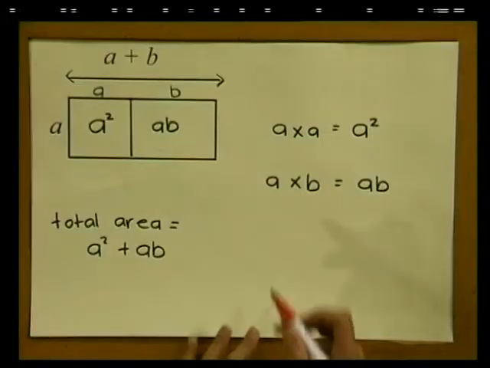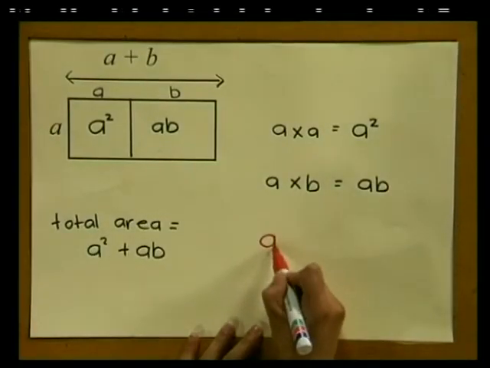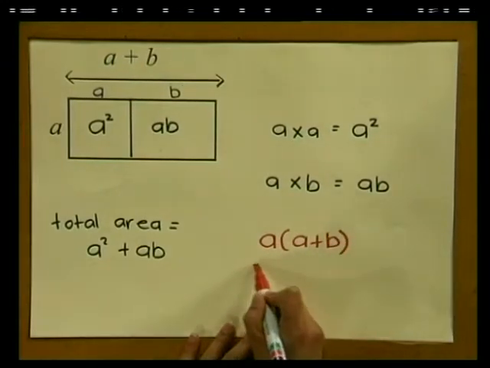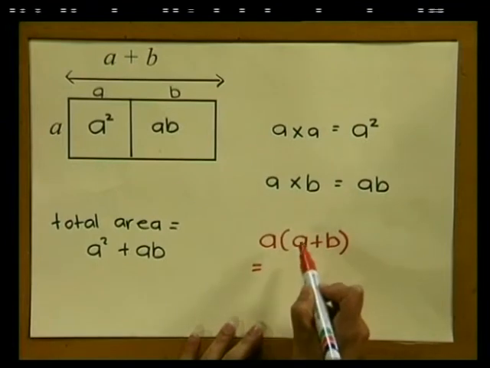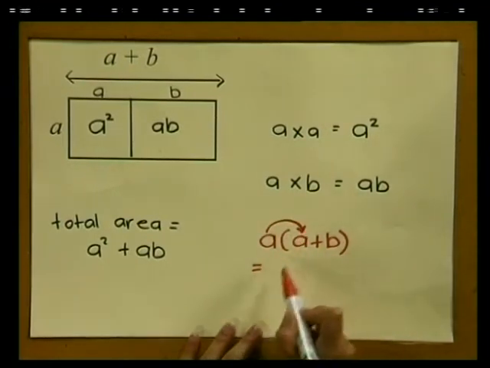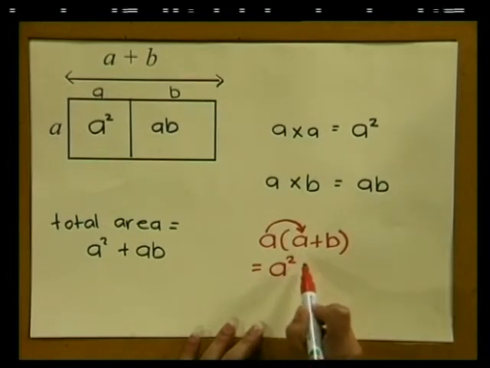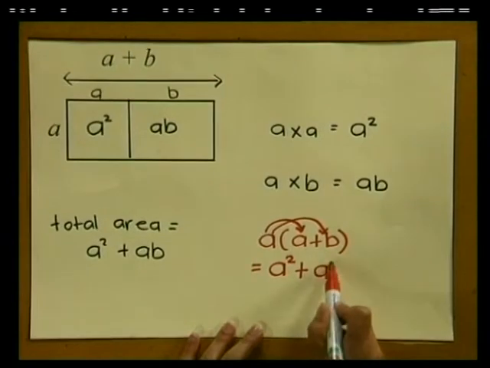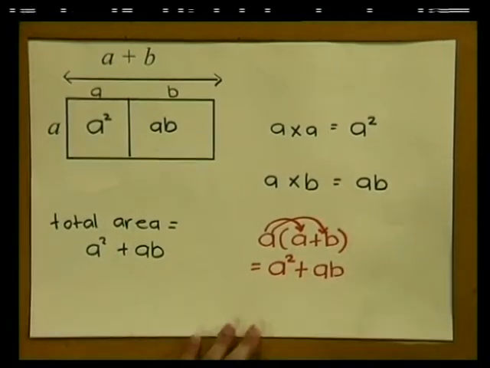Well, let's write it. So we have A multiplied by A plus B. And what we need to do is multiply each term inside the bracket by our A. So we're going to have A times A, and we're going to get A squared. And then we're going to have A times B, and we get AB. And we should see we get the same answer. Obviously, we must get the same answer no matter what method we use.